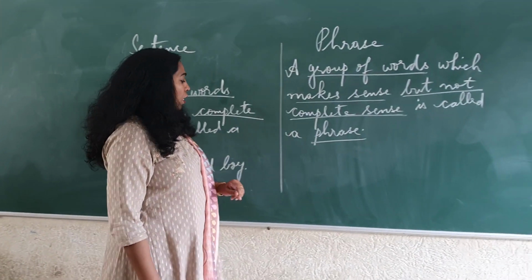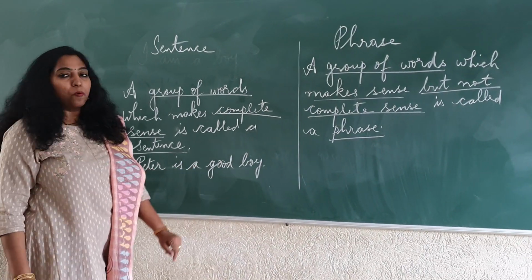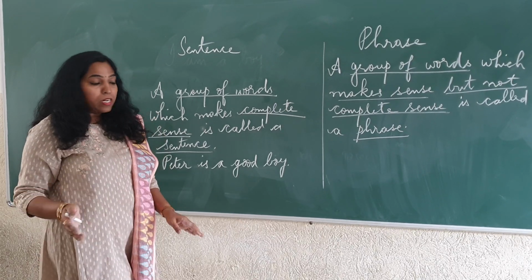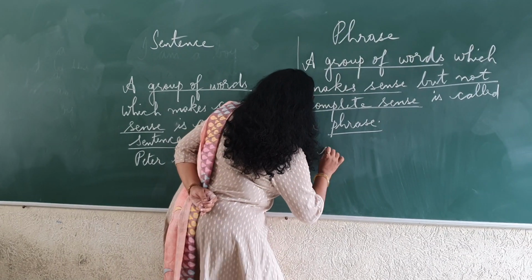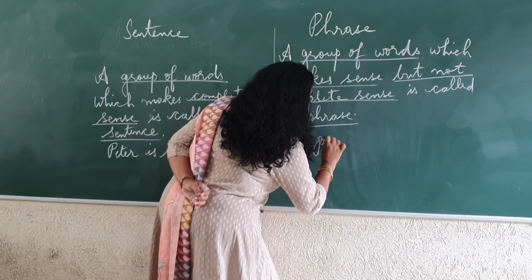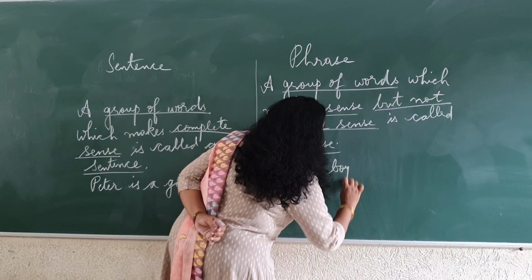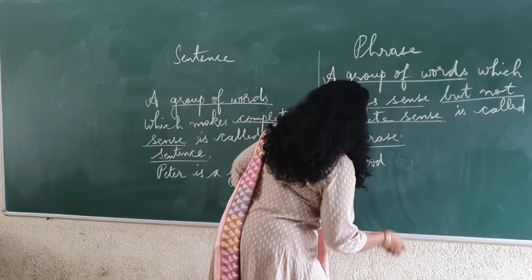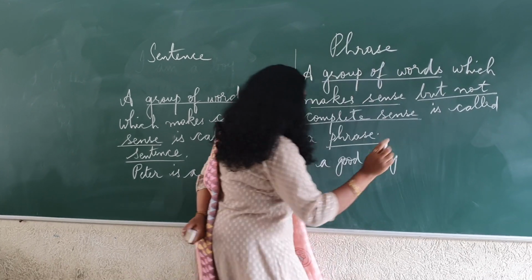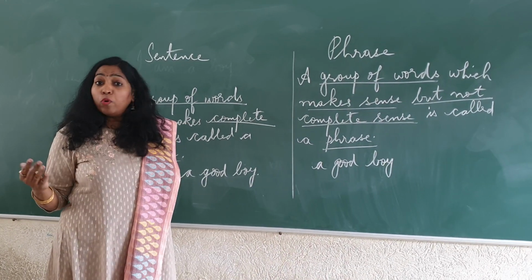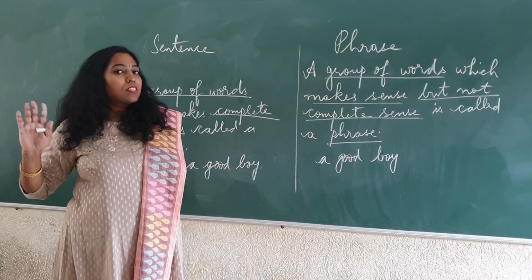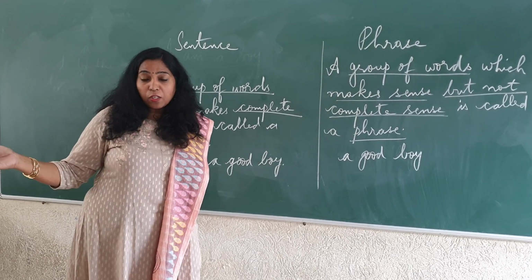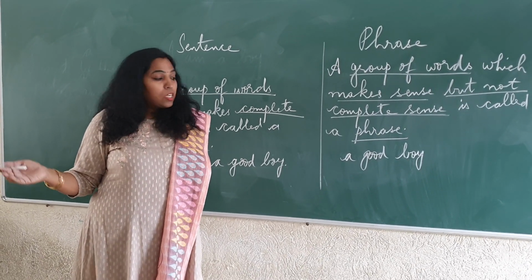Now, we come here. Peter is a good boy. Now, if I have to make sense but not complete sense, I can say "a good boy." I can simply say a good boy. So, there is some meaning, there is some sense. A good boy. Who is a good boy? We don't know. But yes, maybe a good boy. But in a group of 10, who is a good boy? We don't know. So this is a phrase.